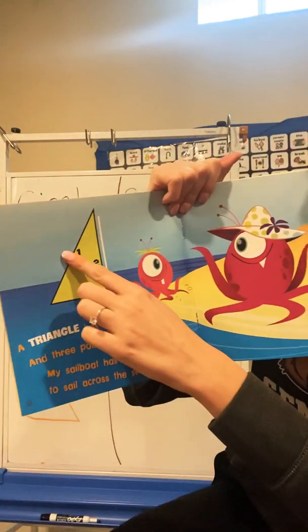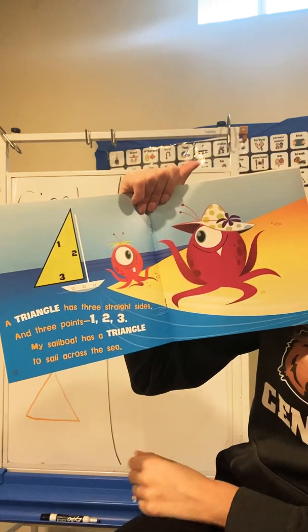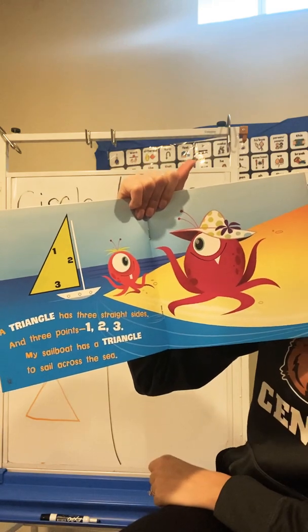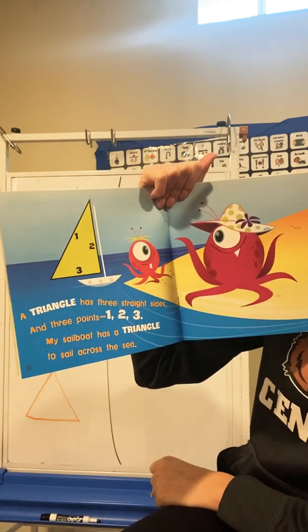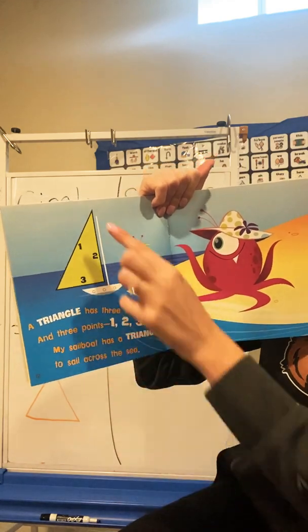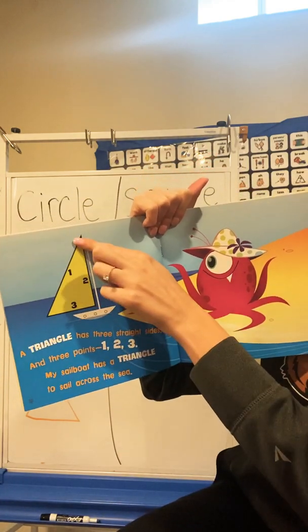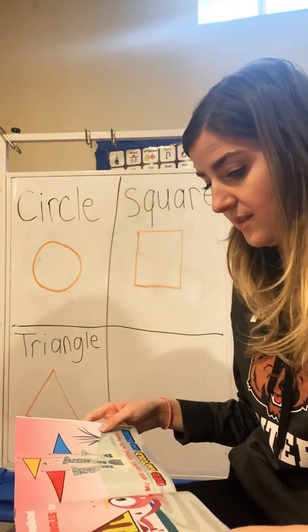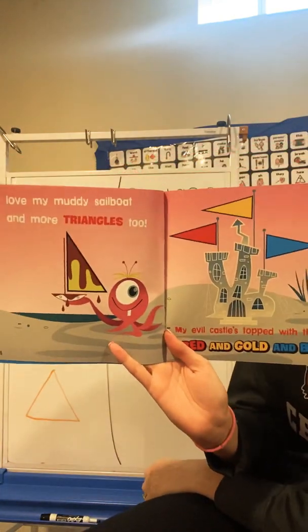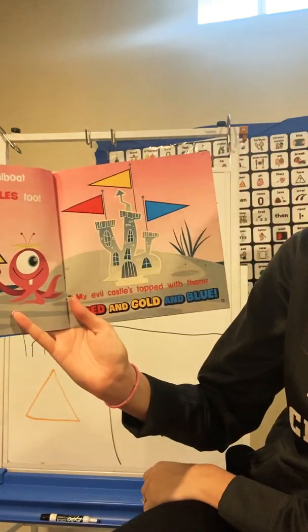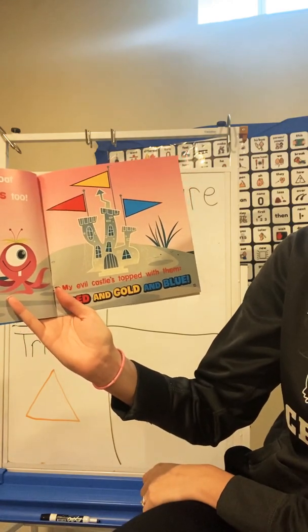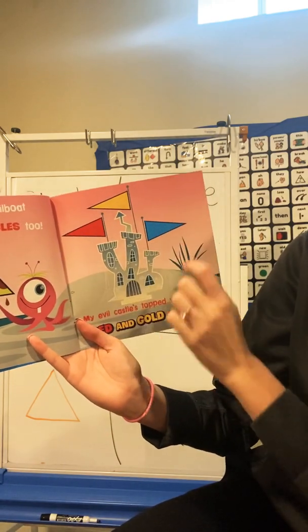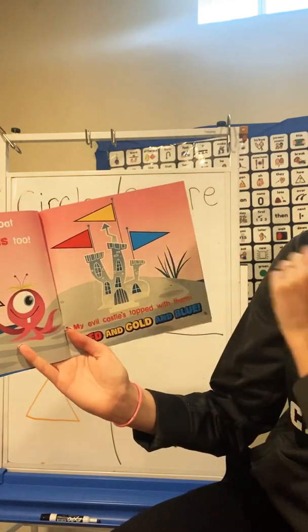A triangle has 3 straight sides and 3 points. 1, 2, 3. My sailboat has a triangle to sail across the sea. Let's count the sides. 1, 2, 3. Ooh. I love my muddy sailboat and more triangles too. My evil castle's topped with them, red and gold and blue. So these are all triangles because they have 1, 2, 3 sides.